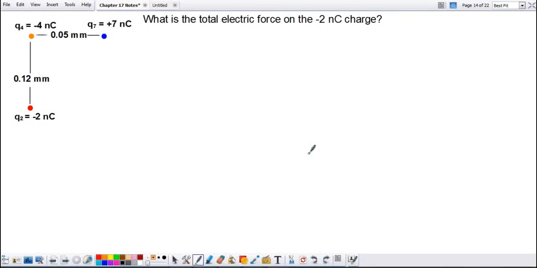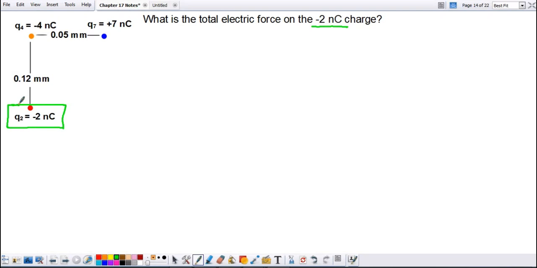What is the total electric force on the -2 nanocoulomb charge? Okay, step one. I'm going to figure out which charge we're talking about here. I want to know the total electric force on the 2 nanocoulomb charge. Just like in our other problem, I'm going to put a box around the charge that I'm trying to learn things about.